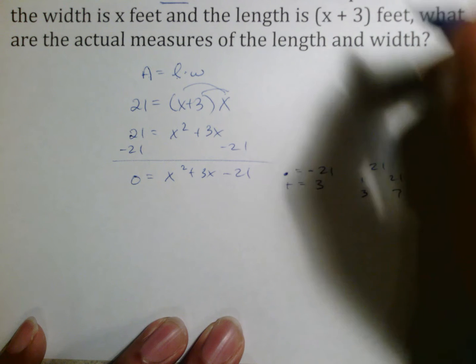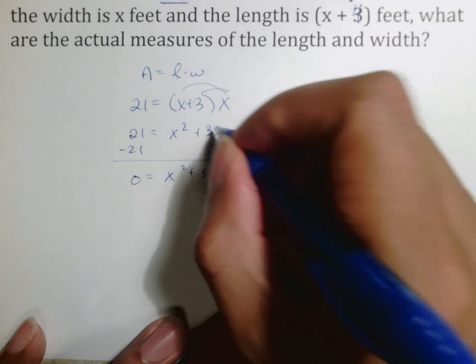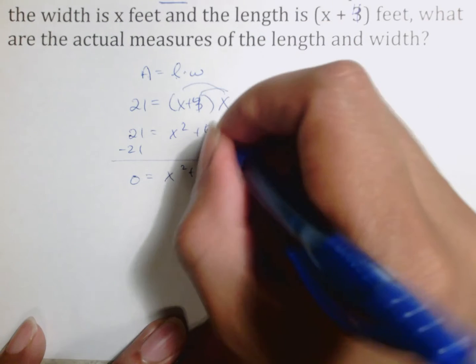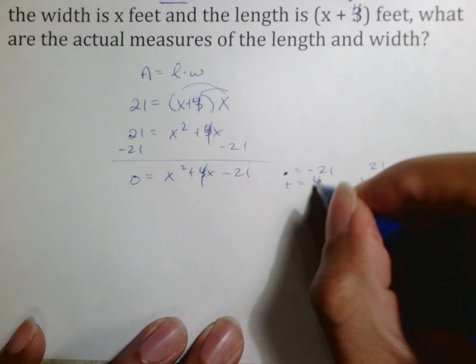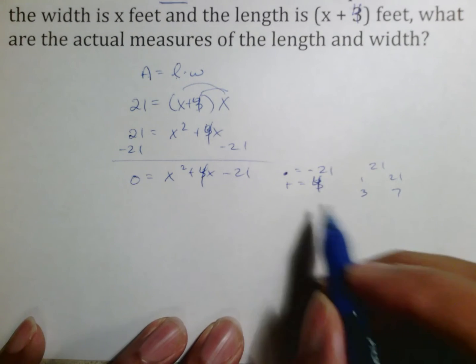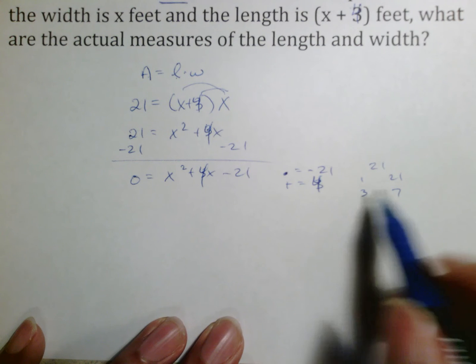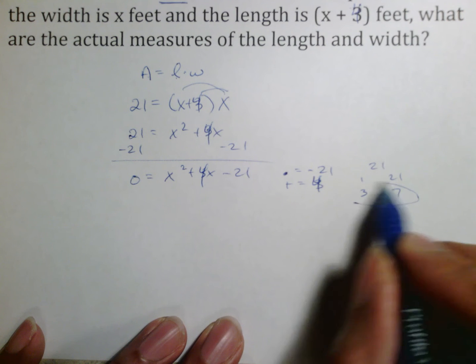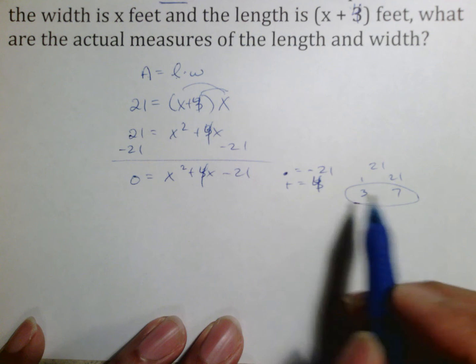Hold on, I made a mistake here. It should be adding to make 4. Sorry about that. Anyway, adding to make 4, the only numbers that make 4 would be 7 and 3. The only thing is we have to fix it because 3 plus 7 is not 4.